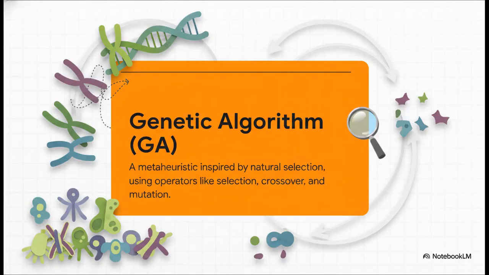And that brings us to the formal definition. A genetic algorithm, or GA for short. Think of it less like a specific, rigid set of instructions and more like a high-level strategy for finding answers. It's totally inspired by biology, using the same basic tools: selection, crossover, and mutation.